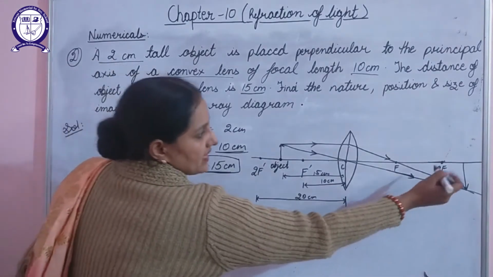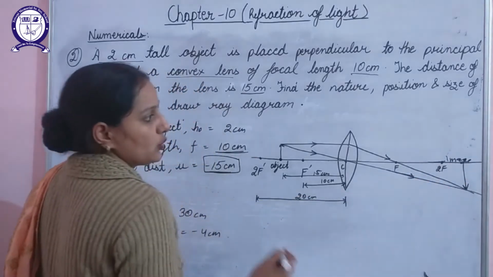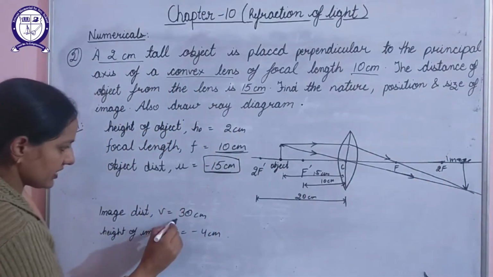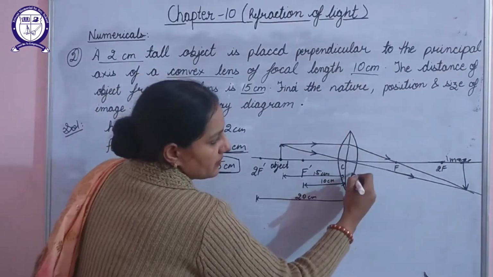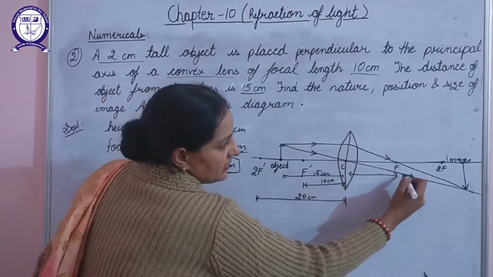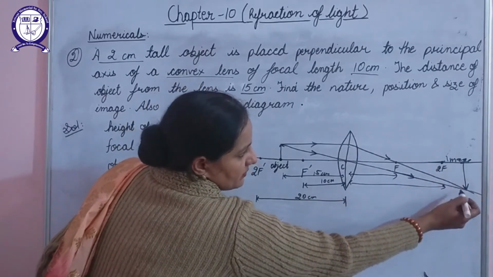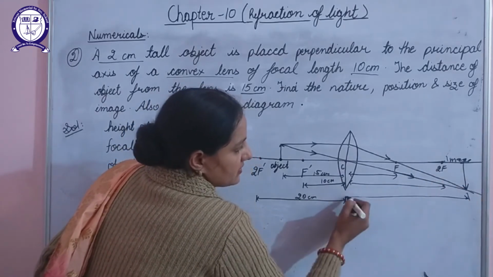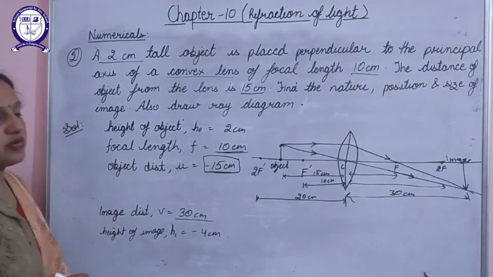And this point, that is the formation of image, is beyond 2f. And we have calculated the image distance to be 30. So in figure also, if we compare, this distance is 10, this is 20. So if it is lying beyond, obviously this distance comes to be 30 centimeter. So this was about the ray diagram.